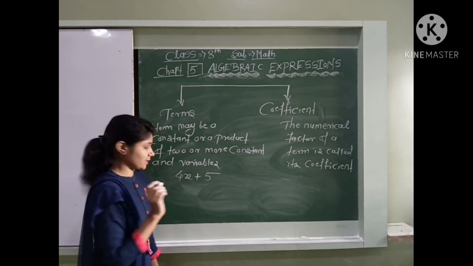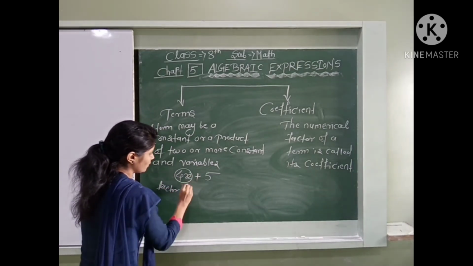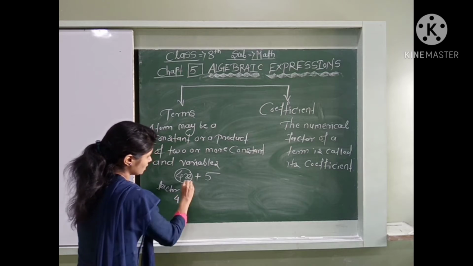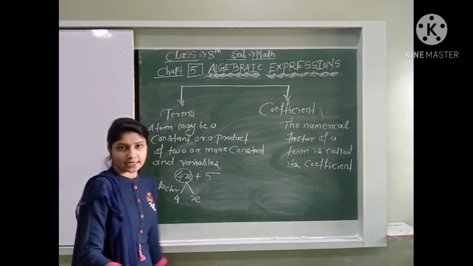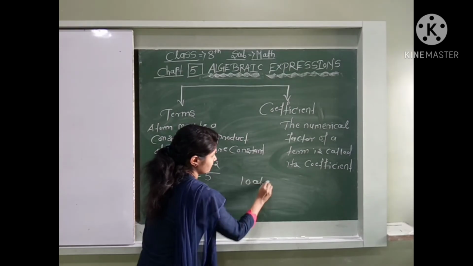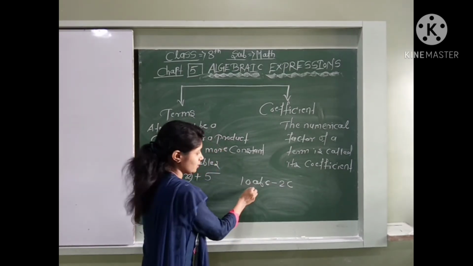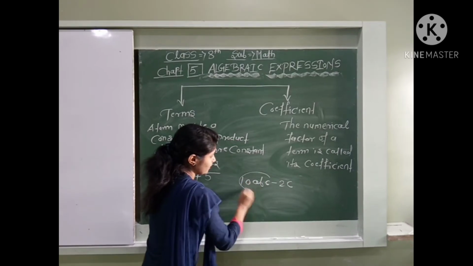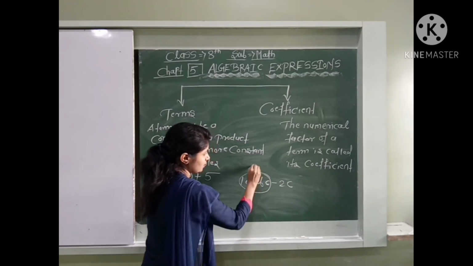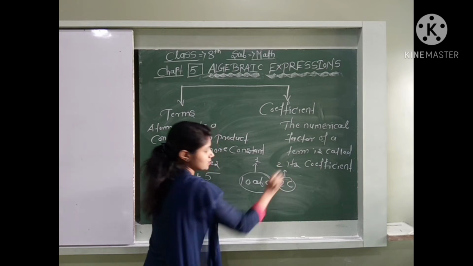So now about the factors. This 4x contains how many factors? 4 is the first factor and x is the second factor. Understand, student? This type. For example, 10abc minus 2c. In this algebraic expression, 10abc is the first term and 2c is the second term.